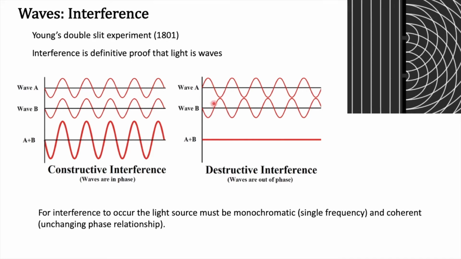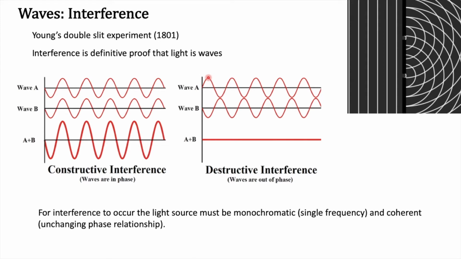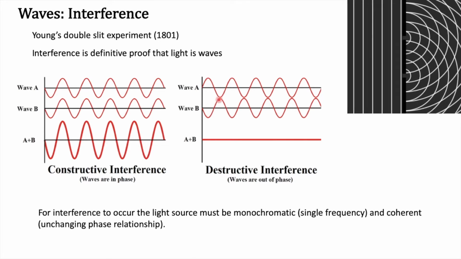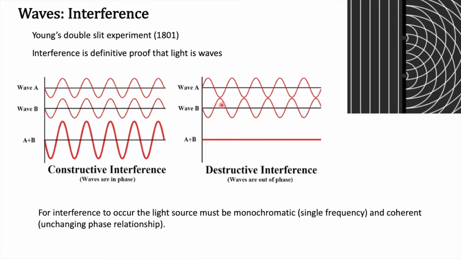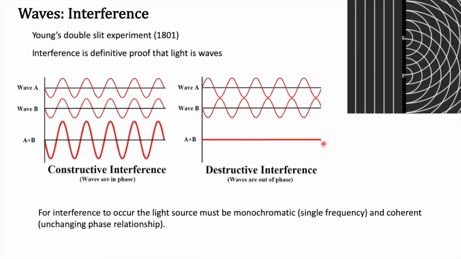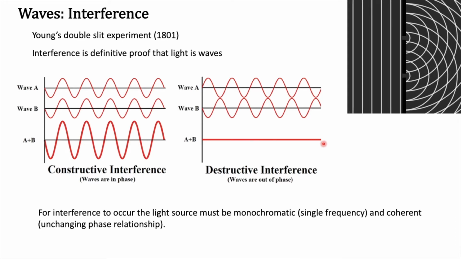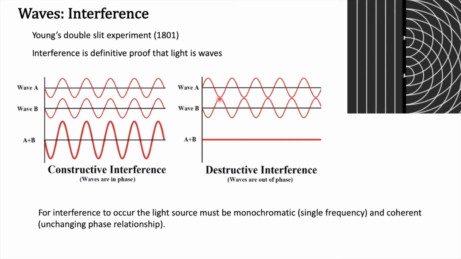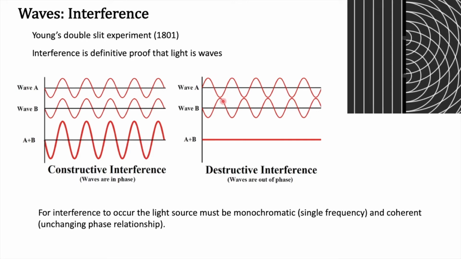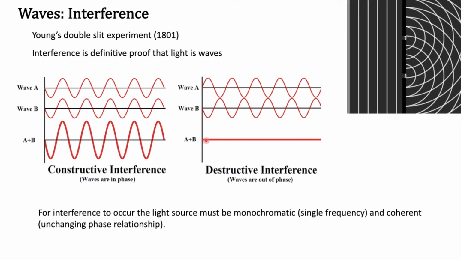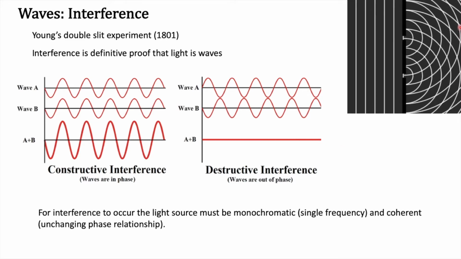We can have a second case where they are out of phase. Here the crest and the trough cancel each other, and so does the trough and the crest, and this canceling results in a flat line. If these are light waves, and two light waves have this type of destructive interference, they cancel the light, and they form a dark band on the screen.